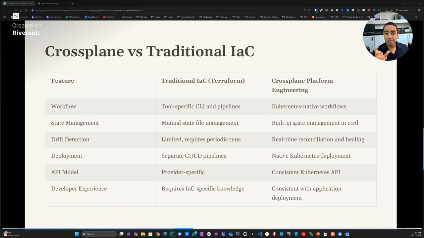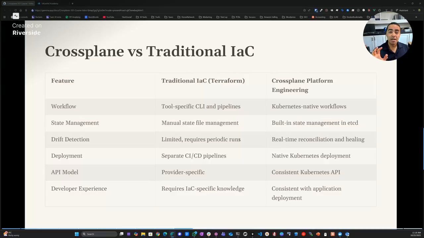Whereas the state in Crossplane is actually stored in the etcd data store inside of Kubernetes itself, inside the Kubernetes cluster. From a drift detection perspective, this could probably be the biggest advantage of Crossplane. From a drift detection perspective, it's limited with Terraform. You have to run another Terraform run, or Terraform plan, to see if there's drift.